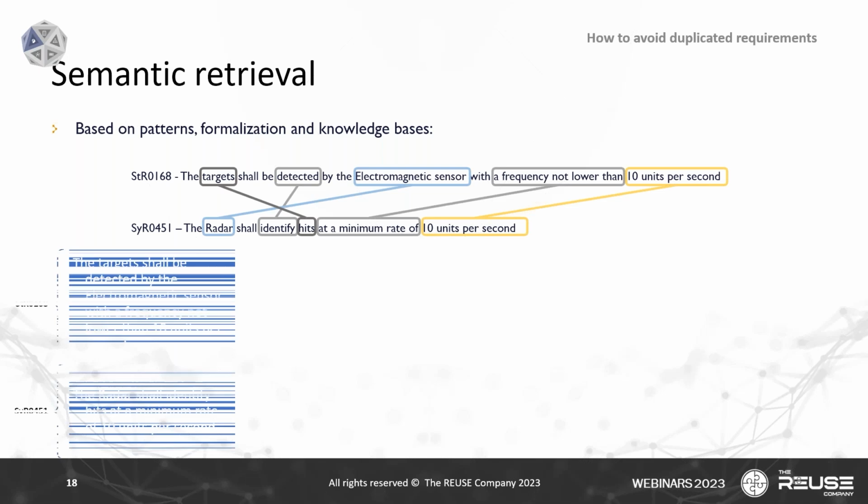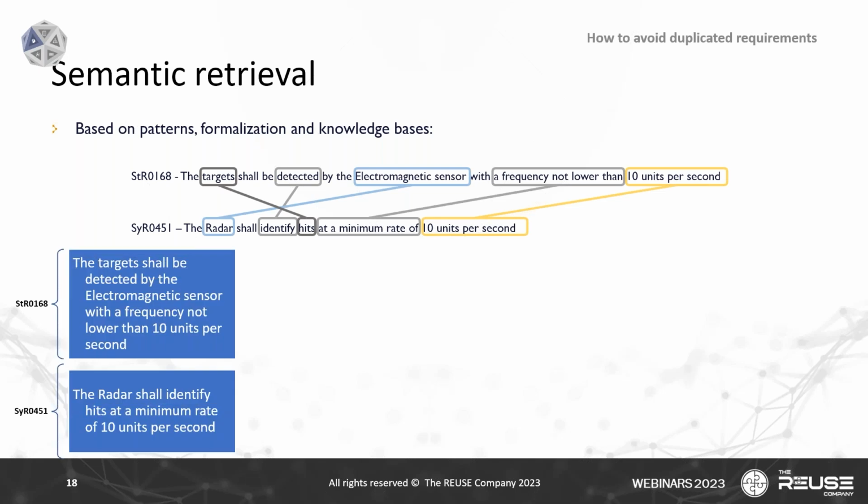And of course, the idea now is to provide, together with the semantic indexer, something like a semantic retrieval or semantic search engine, allowing you, for instance, to, let's think that we take these 2 requirements. The targets shall be detected by the electronic or electromagnetic sensor, with a frequency no lower than 10 units per second. And my second requirement is the radar shall identify hits at a minimum rate of 10 hits or 10 units per second. If we think of these 2 requirements, at first glance, we tend to think that these are 2 different requirements. One is larger, the other one is shorter.